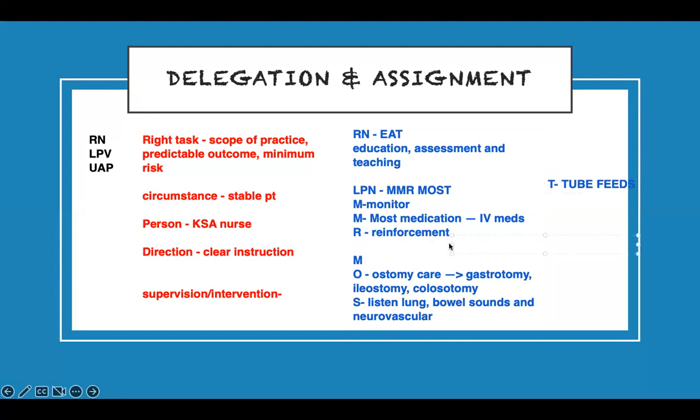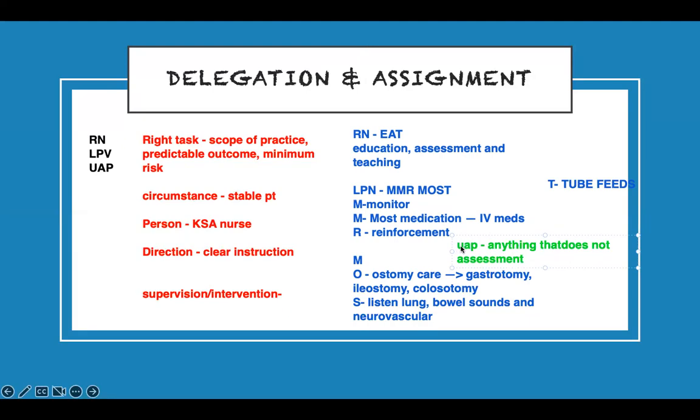Then the way I do the UAP is simple. I try to make it simple. UAP: anything that does not involve thinking. Thinking means they don't have to analyze it. Okay, they don't have to analyze it and use any assessment. I would use the word assessment. There's no assessment. You ask them to take a vital sign, they will take it. They don't need to do any assessment.